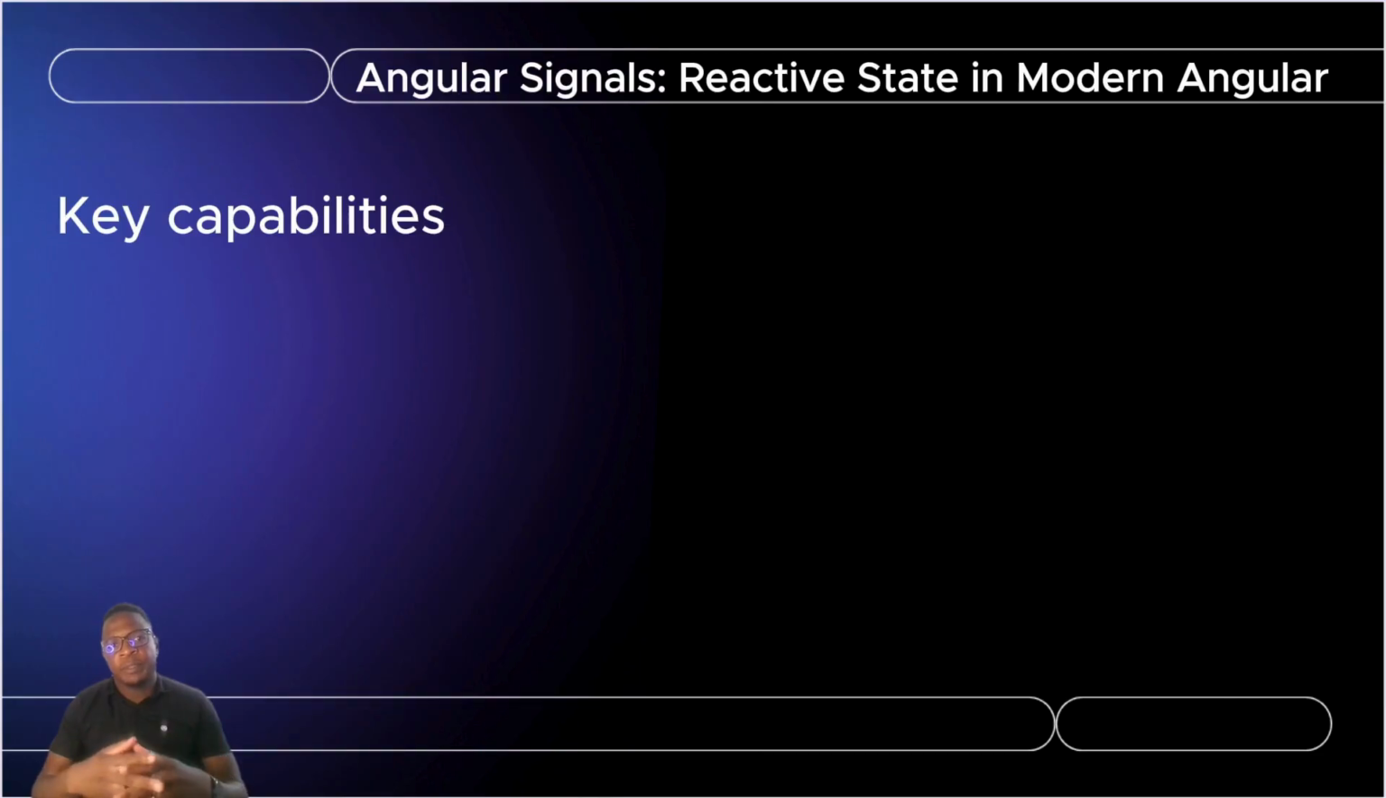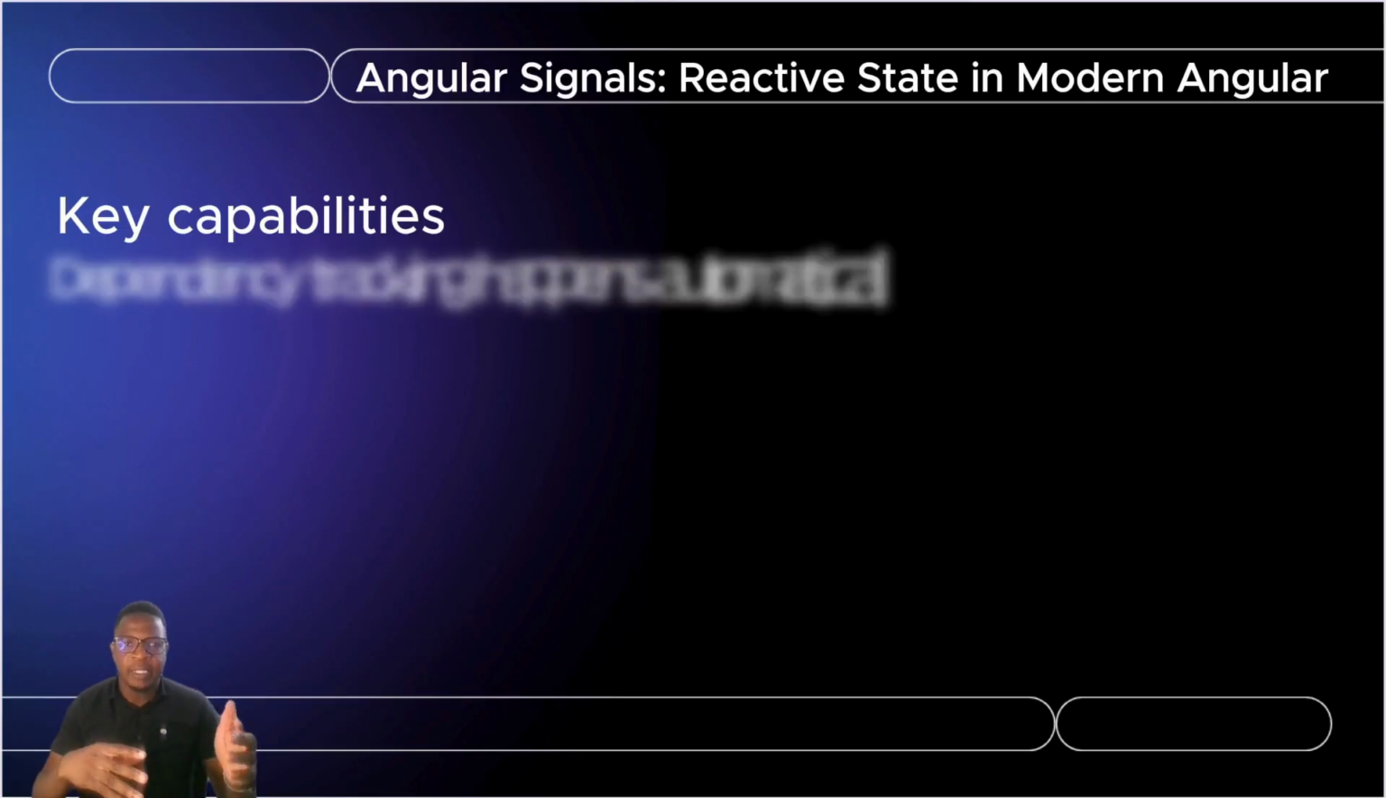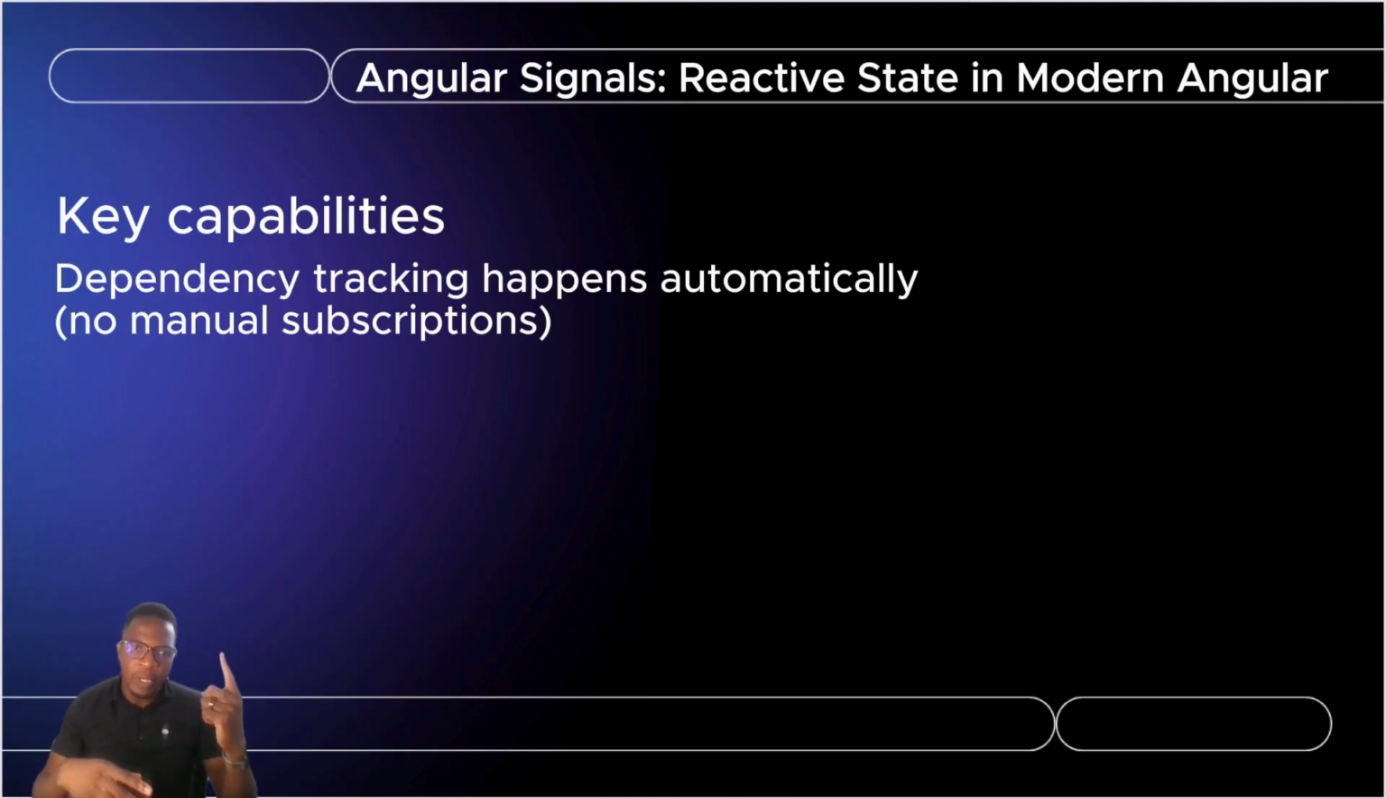And the final piece, and this is really the core strength of the whole system, is automatic dependency tracking. You don't manually subscribe, you don't wire dependencies together, you don't manage cleanup. Angular does all of that for you under the hood. It tracks which signals are read during execution, builds a dependency graph automatically, and then uses that to determine exactly what should be updated when something changes.